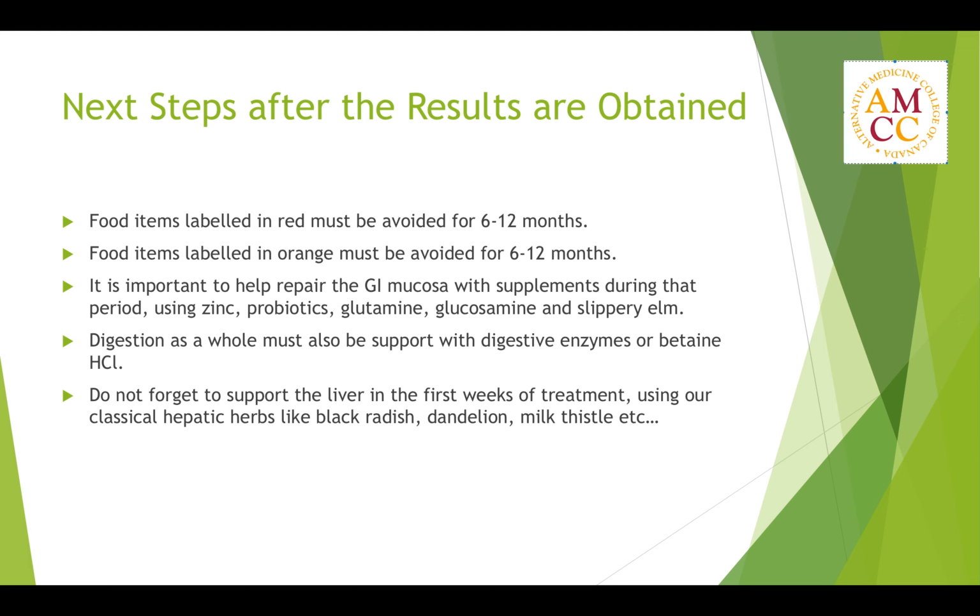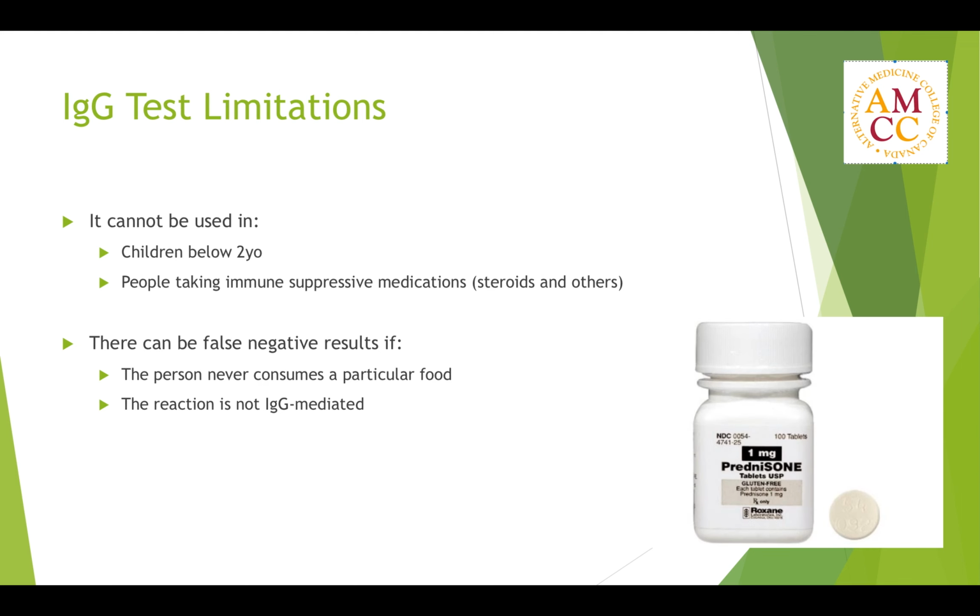For that, we have our classic hepatic herbs like black radish, dandelion, milk thistle. We also have certain nutrients to support phase 1 and 2 detox like B vitamins and so on, N-acetylcysteine, glutathione. So you do want to support the liver as you support the rest of the length of the digestive tract.